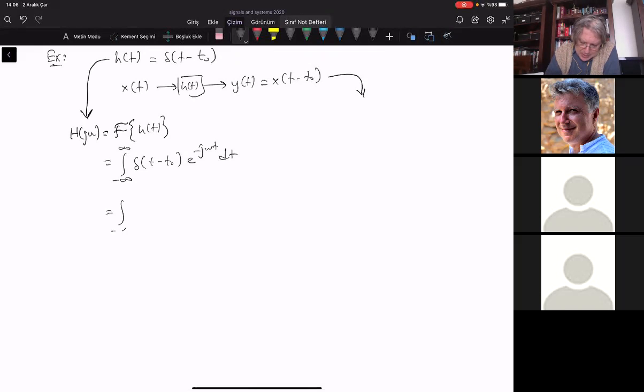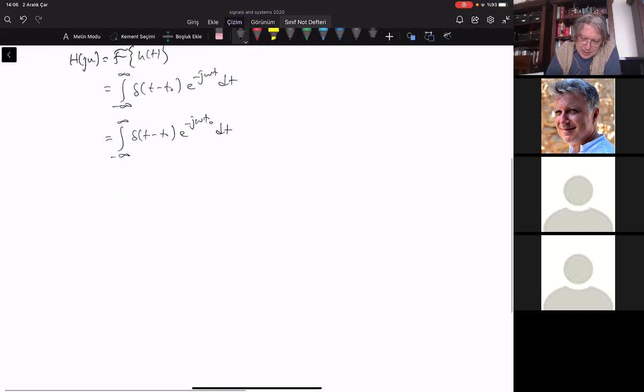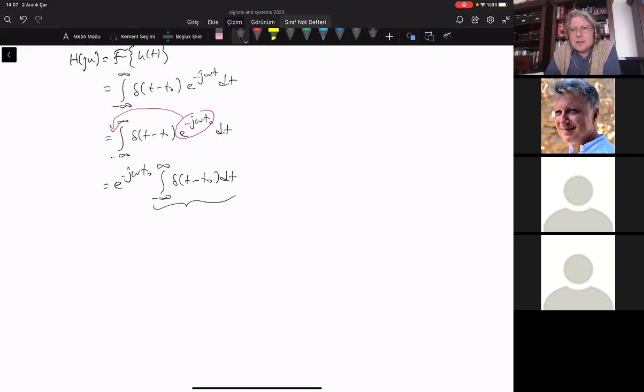So let me go step by step. It's a repetition. We have done these things before. Integral of delta t minus t0 times e to the minus j omega t0 dt, because t is equal to t0 and nothing else, which makes this thing a constant and it goes out of the integration. It becomes e to the minus j omega t0 times the integral of delta t minus t0 dt, which is the area under an impulse. It is a shifted impulse, but whatever the area underneath is, it is still equal to 1.